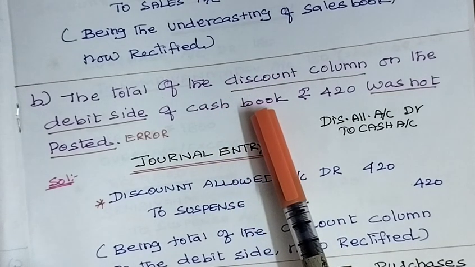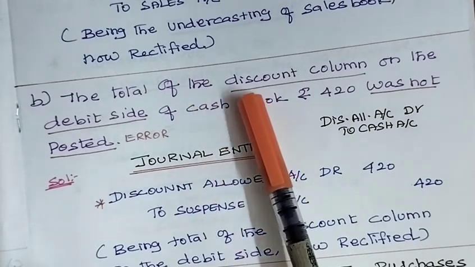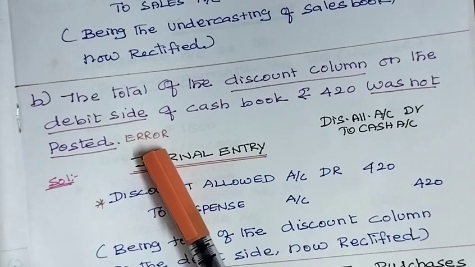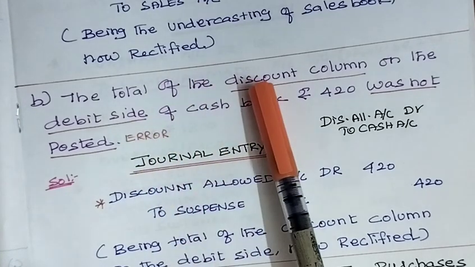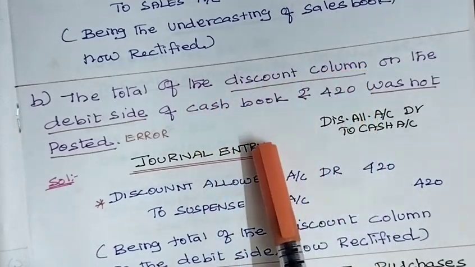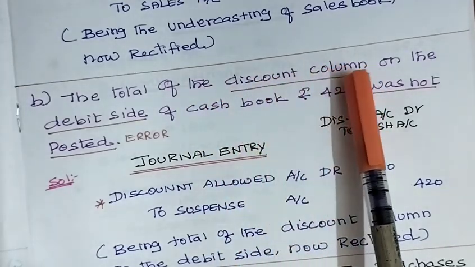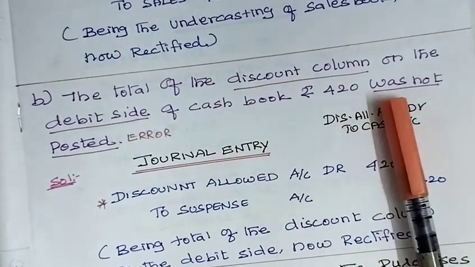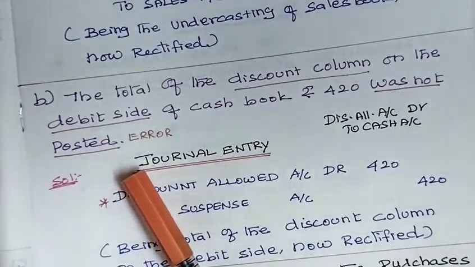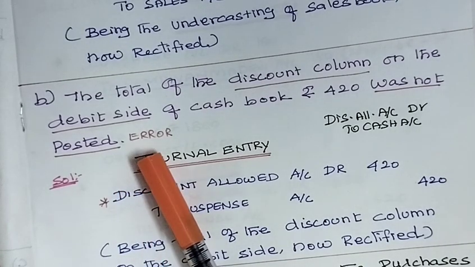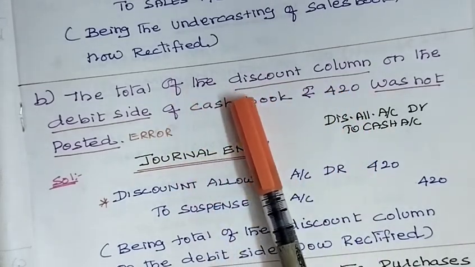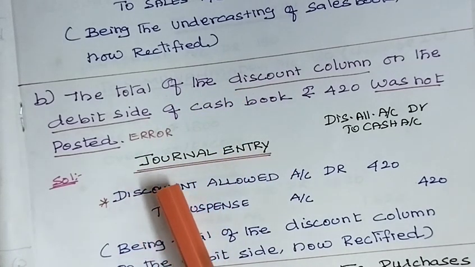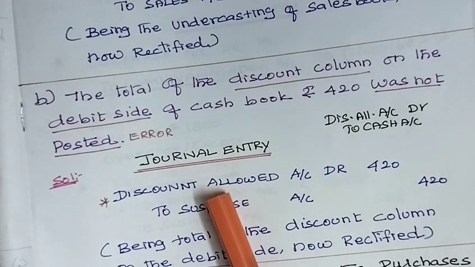Do you understand what the transaction tells us? "Was not posted" is the error. They omitted it. Where does discount allowed appear? The discount column is on the debit side. How do you rectify this error? Words like not posted, undercast, shortage, short, less, you have seen in the transactions. You have to pass the original journal entry.